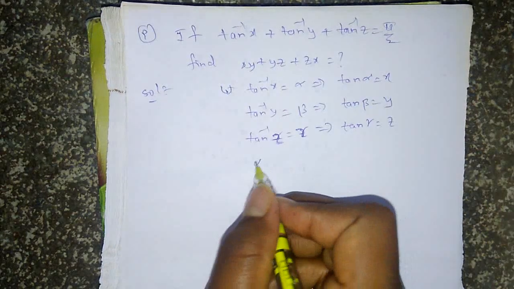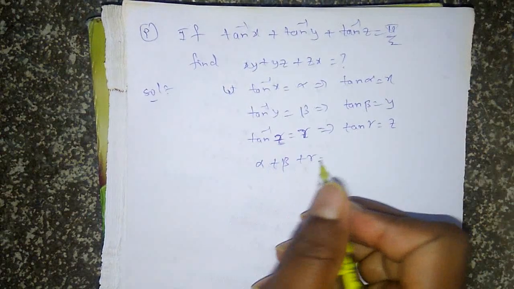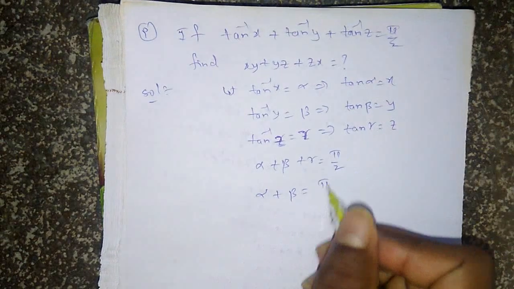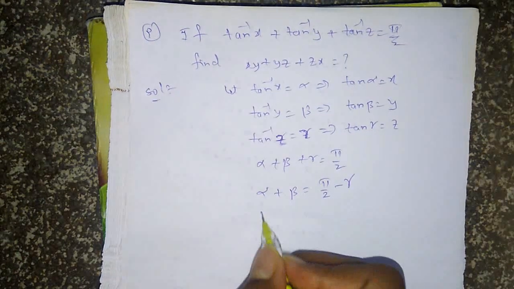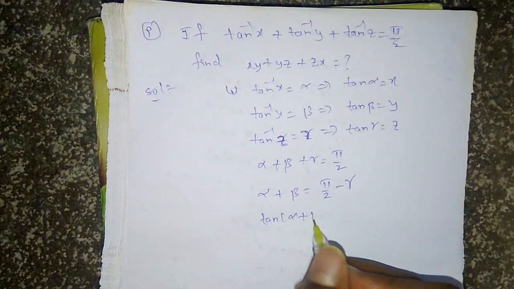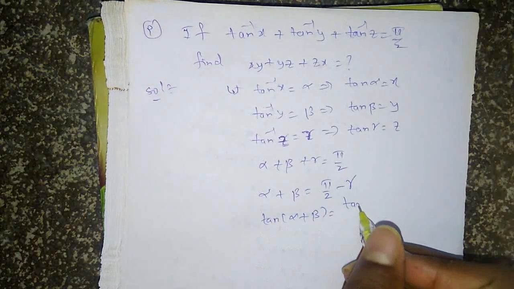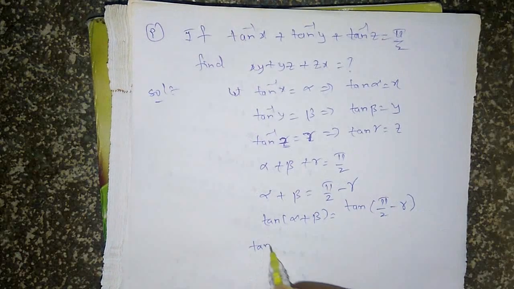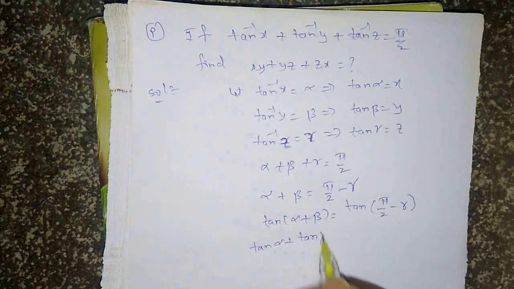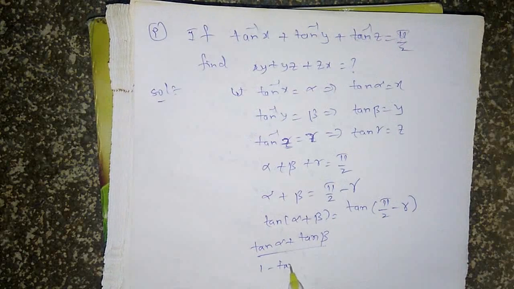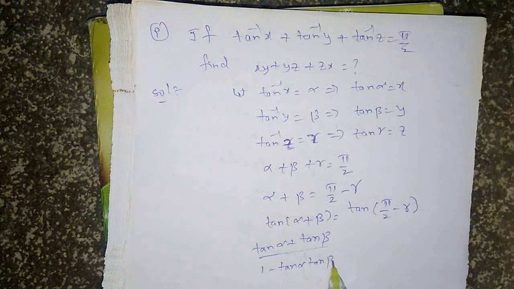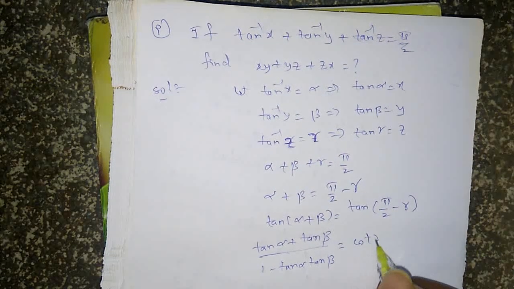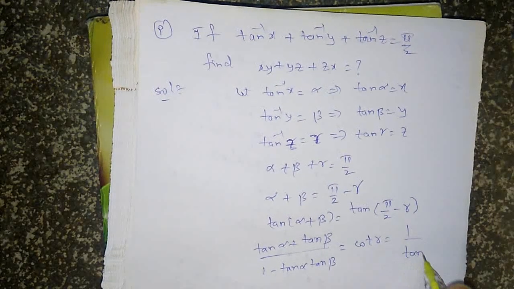Now substitute here, that is alpha plus beta plus gamma is equal to pi by 2, implies alpha plus beta is equal to pi by 2 minus gamma. Now apply tan on both sides, tan of alpha plus beta is equal to tan of pi by 2 minus gamma. This is tan alpha plus tan beta by 1 minus tan alpha tan beta is equal to tan of 90 minus gamma is cot gamma. So that can be written as 1 by tan gamma.